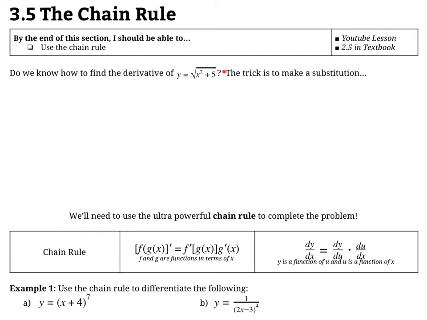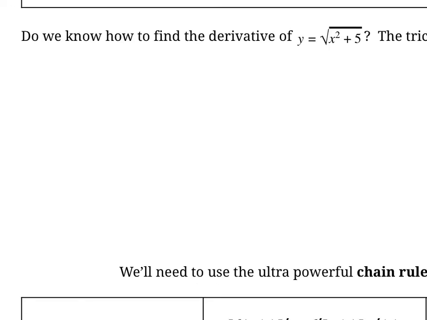Instead, we can look at this function as sort of like a function within a function. We have this square root function here, and then we have this x squared plus 5. So how do we take the derivative of a function inside a function? The trick is to make a substitution. So we can say y equals root x squared plus 5.